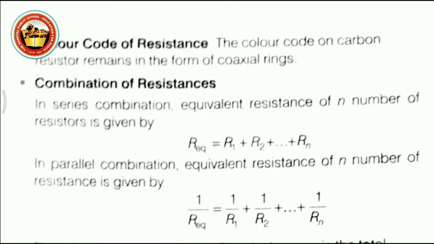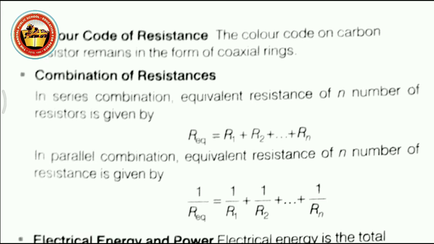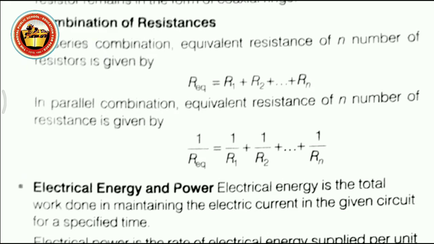Color code of resistance. The color code on carbon resistor remains in the form of coaxial rings. Combination of resistances. In series combination, equivalent resistance of n number of resistors is given by R equivalent is equal to R1 plus R2 plus and so on plus Rn. In parallel combination, equivalent resistance of n number of resistances is given by 1 by R equivalent is equal to 1 by R1 plus 1 by R2 plus and so on plus 1 by Rn.